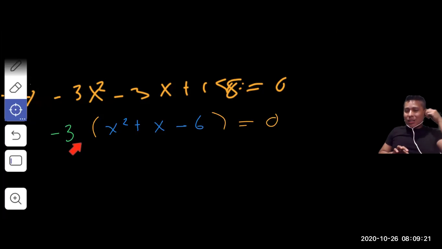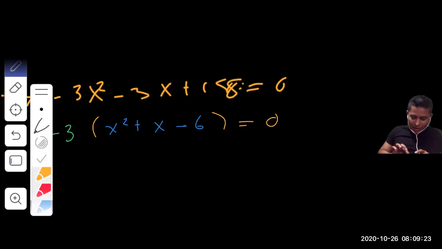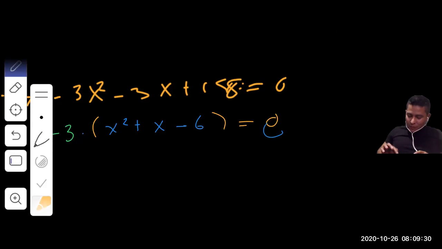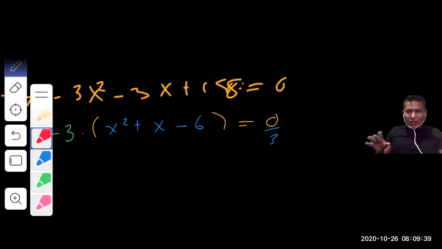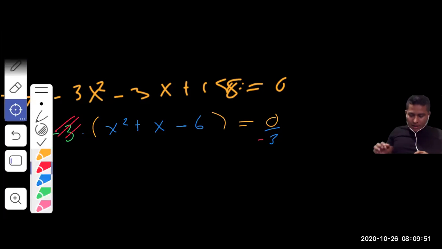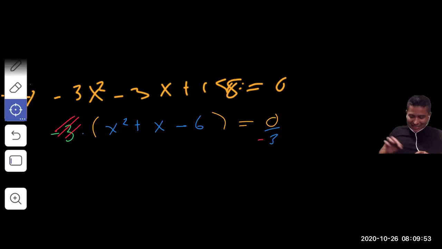We got a trinomial here. This negative 3, guys, is bothering us. It is multiplying, right? It's a factor. What is it going to be doing on the other side? If I take this number to the other side, it's going to be dividing. But 0 divided by 3, what is that? You have nothing divided by something. It's going to be 0. 0 divided by negative 3 is going to be 0. That means I can eliminate this negative 3. Now, guys, how can I factor this?